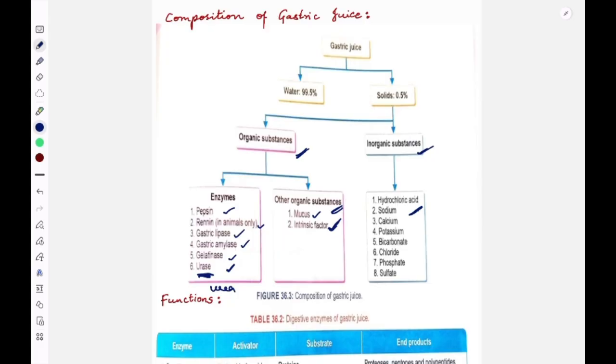Okay, so all these important substances are present in the gastric juice as organic substances, whereas the inorganic substances consist mainly of HCl. HCl is the most important inorganic factor that is present in the gastric juice. So the HCl plays a very important role in the digestion process, right? Apart from HCl, we have sodium, calcium, potassium, bicarbonates, chlorides, phosphates and sulfates. So this is all about the composition of the gastric juice.